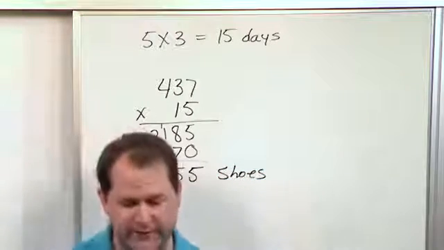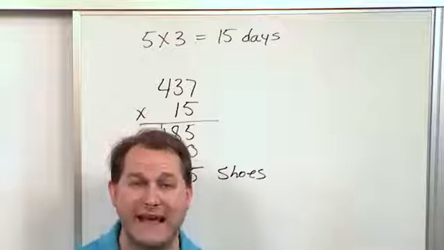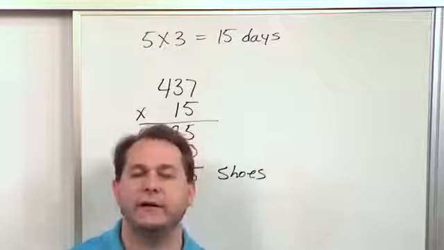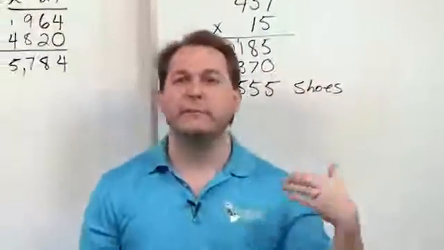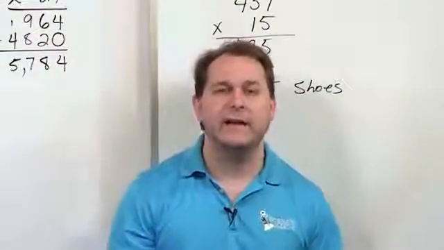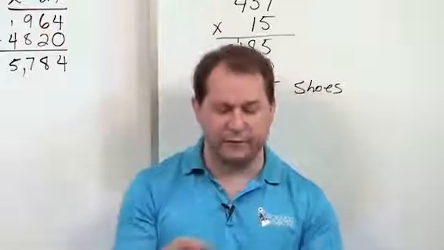6,555 shoes, that's because the factory can do 437 per day, and they're doing it 5 days a week for 3 weeks. So we first find out how many days the factory's running, and then we multiply by how many shoes per day, and that will tell us 6,555.